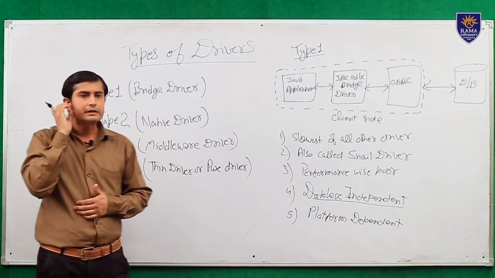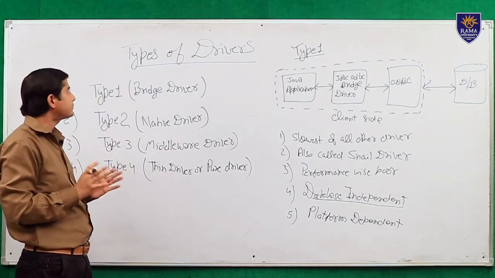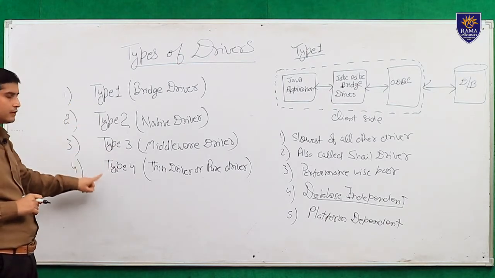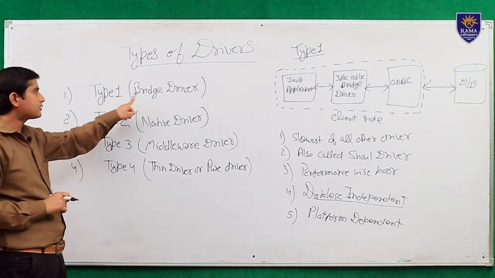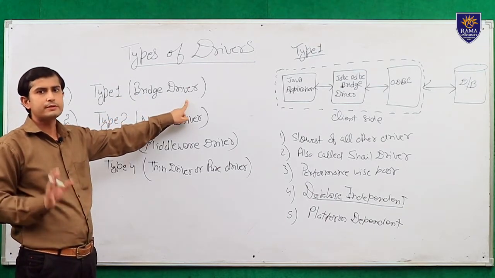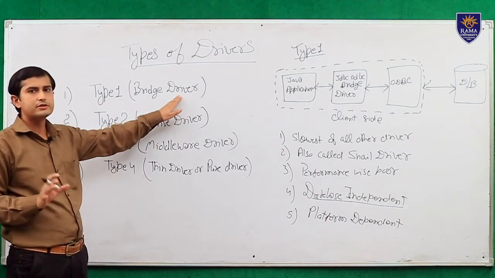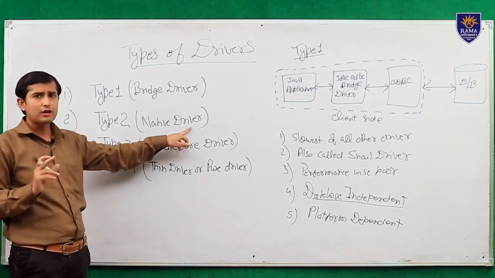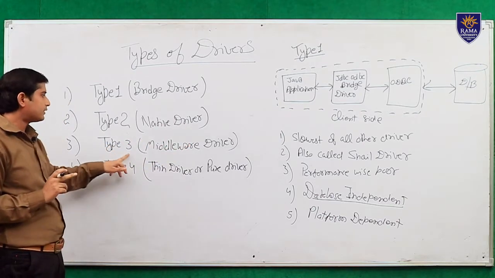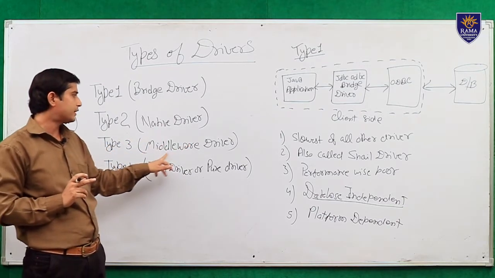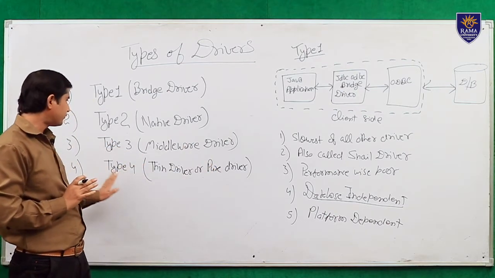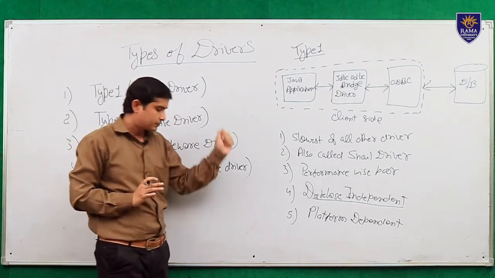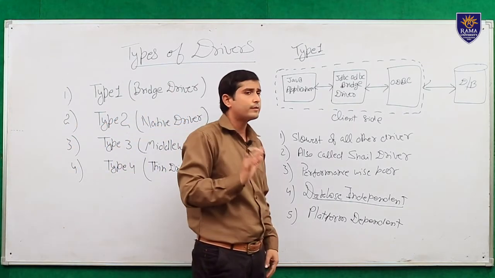All the drivers currently in the market are categorized mainly into 4 types: type 1 driver, type 2 driver, type 3 driver and type 4 driver. Type 1 driver is also called the bridge driver or JDBC-ODBC bridge driver. Type 2 drivers are also called native drivers. Type 3 drivers are also called middleware drivers, and type 4 are also called thin drivers or pure drivers. Now we are going to see them one by one.